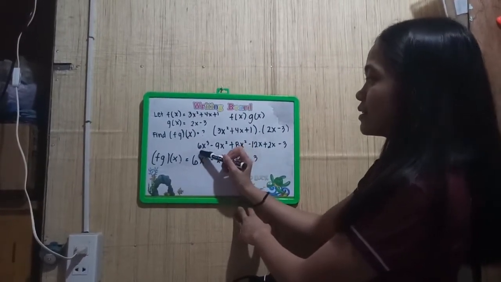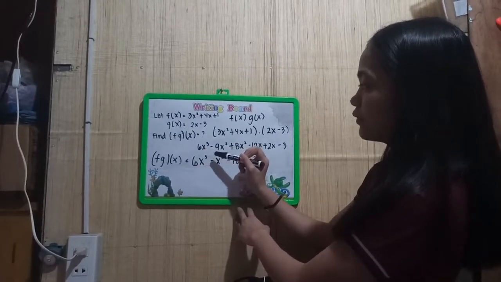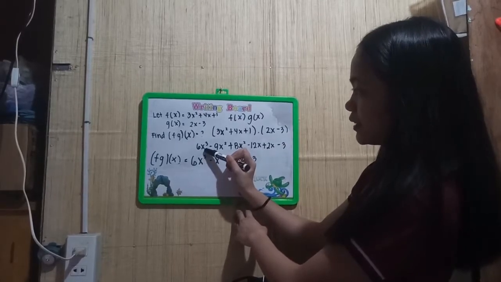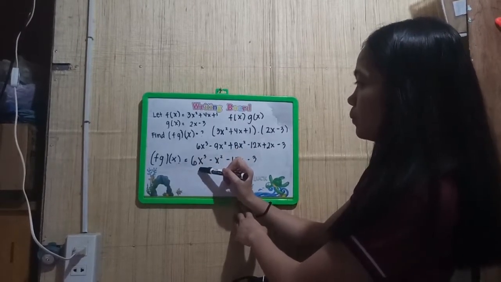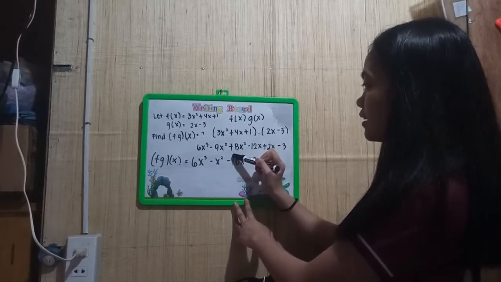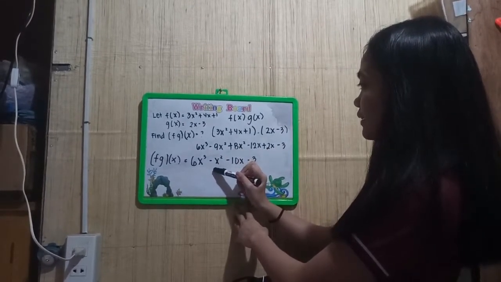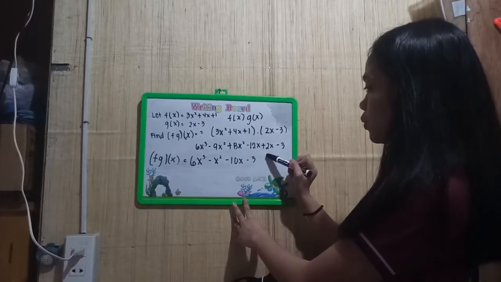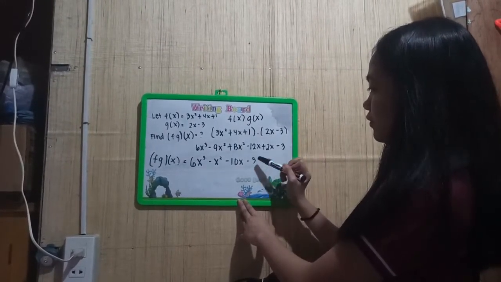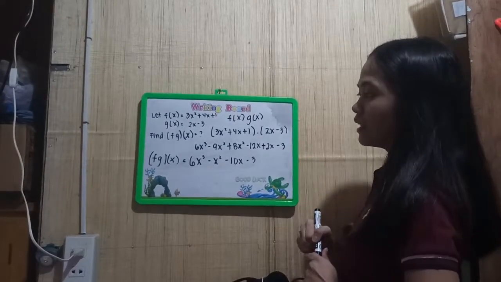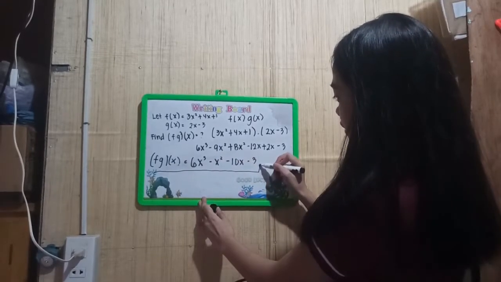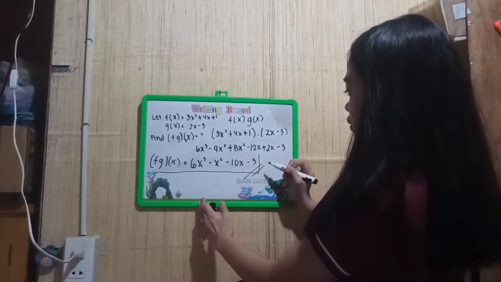Since the 6x cubed doesn't have the same exponent as the others, let's bring it down. 6x cubed, then negative 9x squared plus 8x squared is negative x squared. Negative 12x plus 2x is equal to negative 10x. Then copy negative 3. So this will be our f of g of x, using the distributive multiplication method.